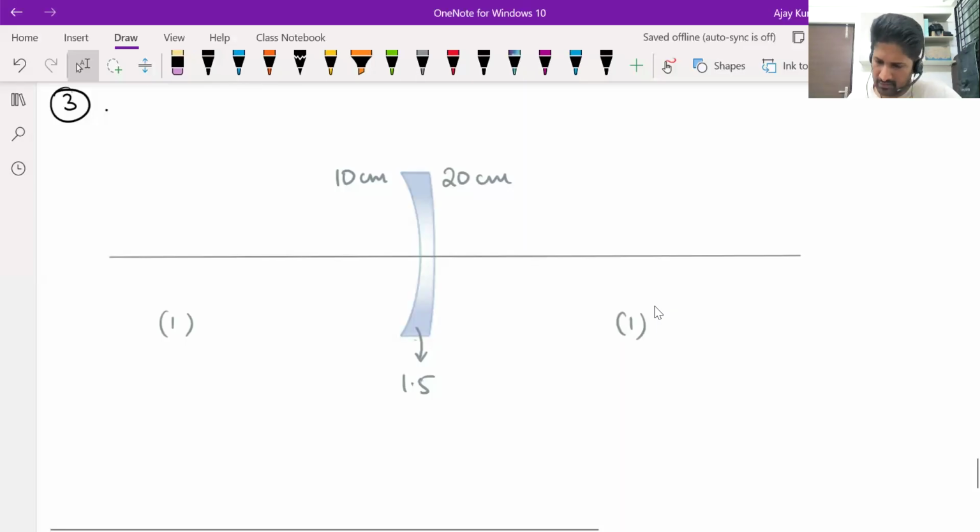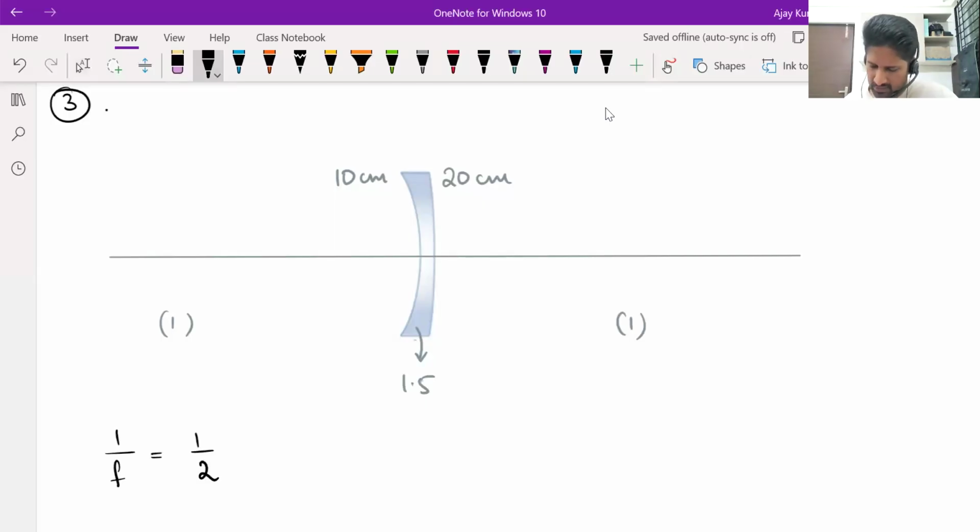Okay, let's see. We'll directly substitute. I got one answer as minus 40. Fine. 1 by f is equal to (n2 minus n1), 1.5 minus 1 is 0.5, that is 1 by 2, divided by n1, which is 1. I'm not writing it. Into (1 by r1 minus 1 by r2). It doesn't matter from which side you assume the rays to be incident.